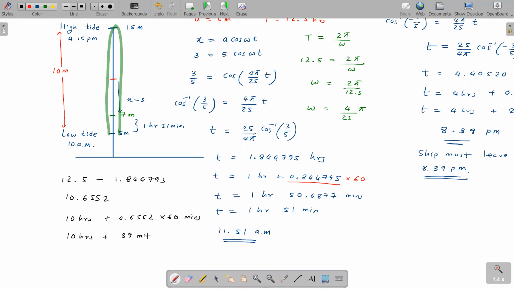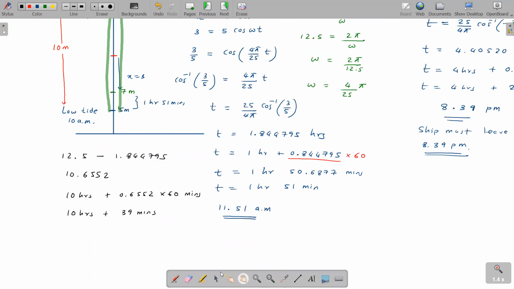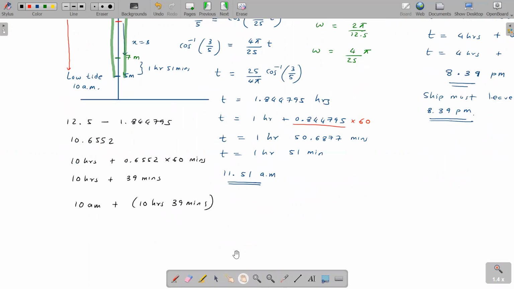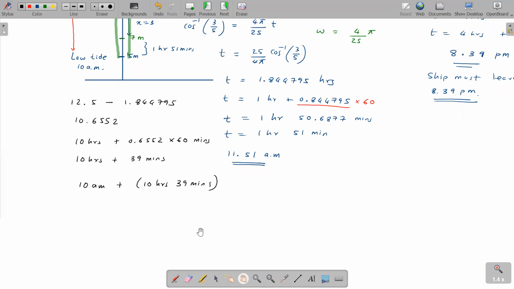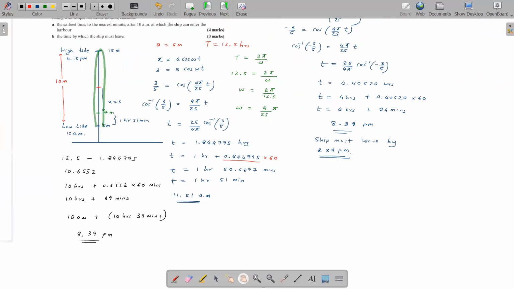Guys, are you with me? So then how do we get the time? 10 hours plus 39 minutes later, from low tide, you reach the place where the ship must leave again. So which means what? When you add to 10 a.m., you have to add the 10 hours and 39 minutes. So what do you get? 10 a.m. plus another 10 hours, so that is 8 p.m., isn't it? Or 20. So 10 plus 10 is 20 hours 39, or in other words, 8:39 p.m. So can you see I'm getting the same answer by using completely two different approaches?